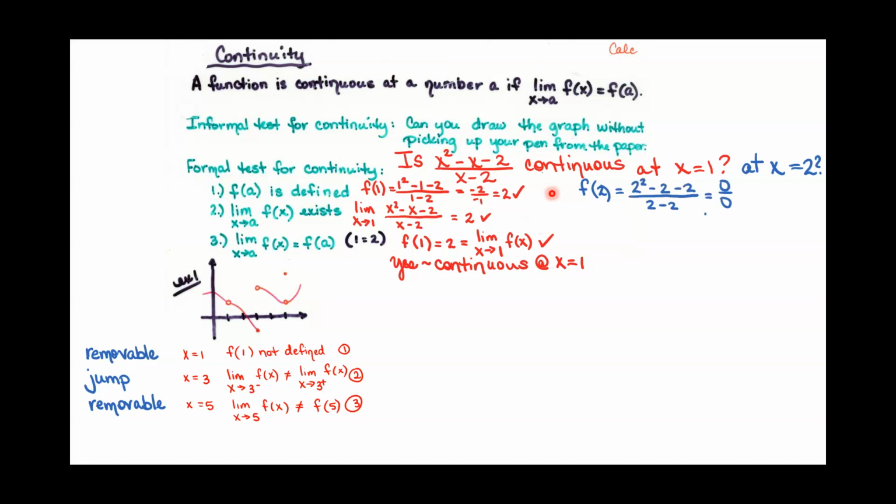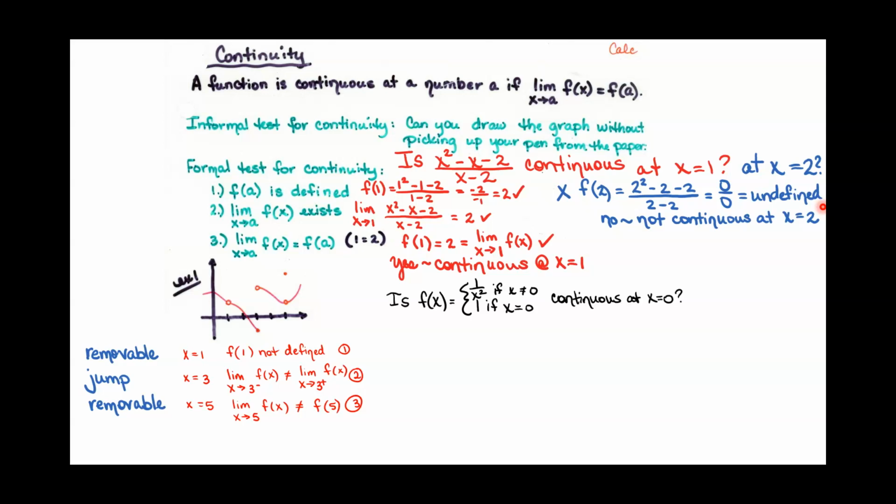Well, I get 0 in the denominator. What is 0 in the denominator? It's undefined. So that very first part of the test fails. F of 2 is not defined. F of 2 is undefined. So if any one of those three parts of the test fail, then we know that our function is not continuous at that value.